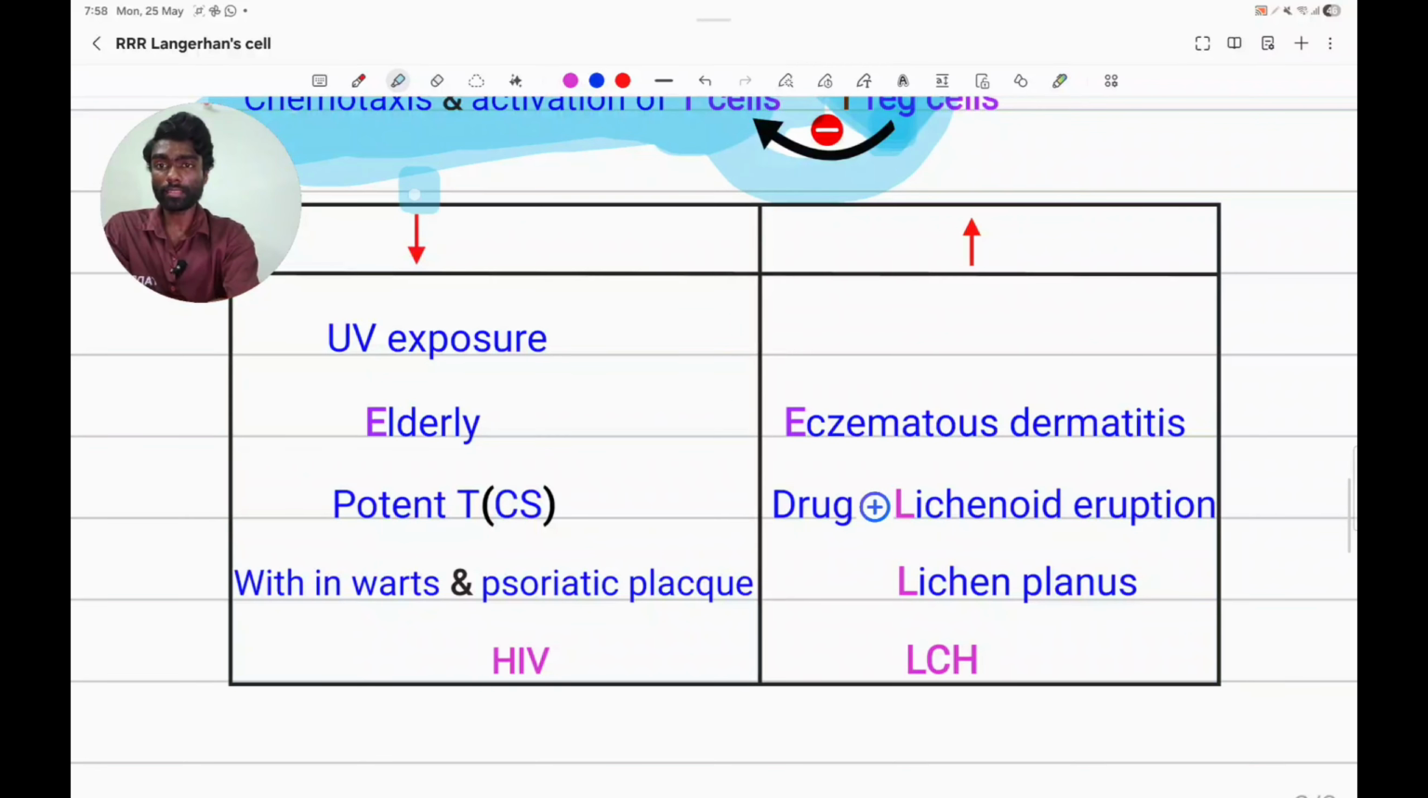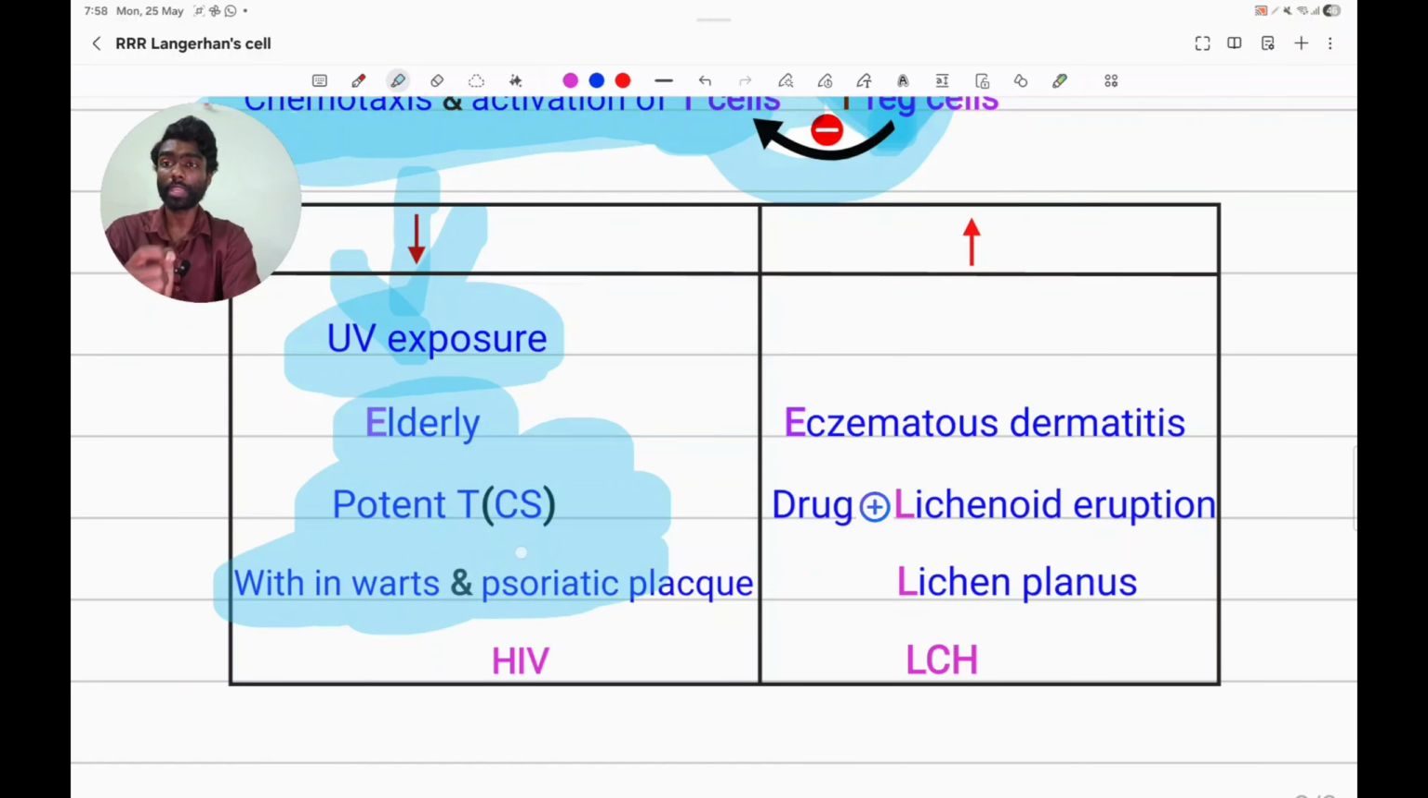Conditions where Langerhans cells are decreased are UV exposure in elderly, potent topical as well as systemic corticosteroids, warts, psoriatic plaque, and in HIV. In HIV, they are one of the first cells to get attacked by the HIV virus. Virus enters the Langerhans cell. The Langerhans cell will go and present those viruses to CD4 T cells. Then HIV infection will spread systemically to all the CD4 T cells.